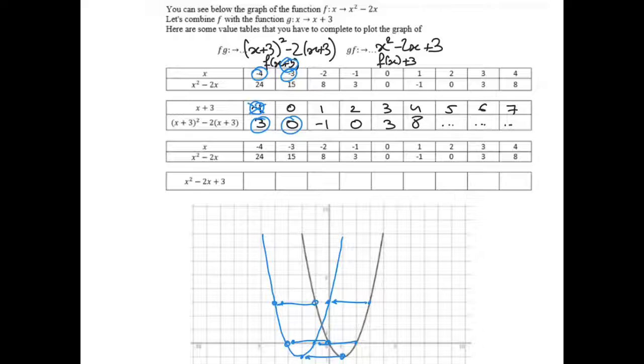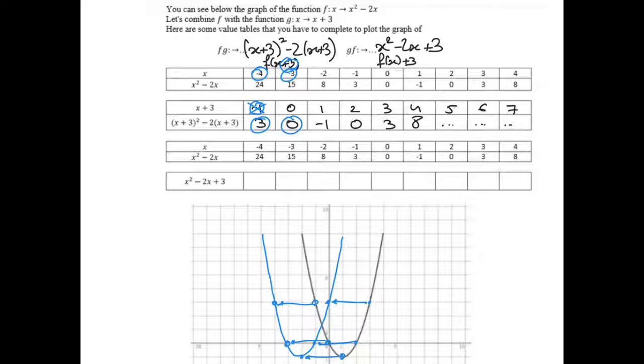So this is quite remarkable because you would expect the graph to move to the right if you are adding 3, but you can check by looking at these value tables that it's the opposite that is going to happen.